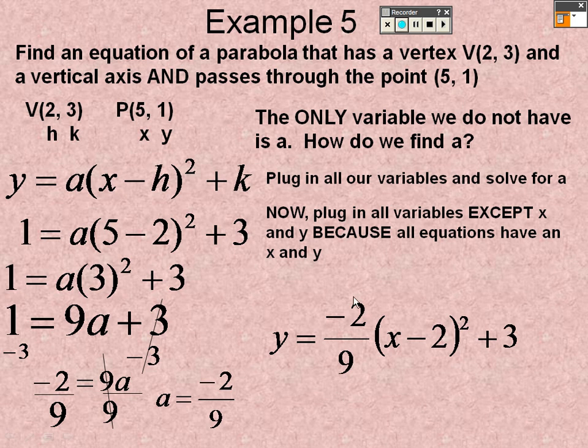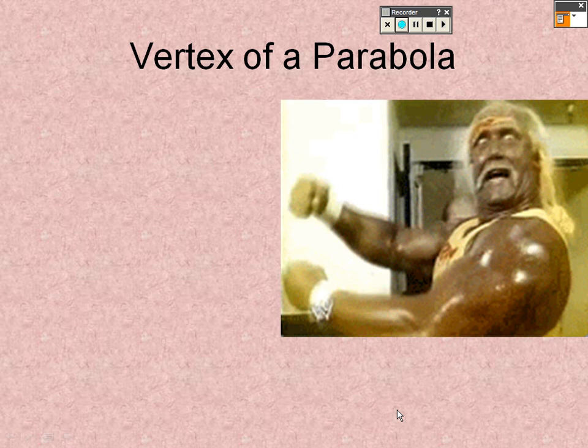Boom. There it is. But in the equation of a parabola, you don't plug back in for y and x. You just leave y and x as they are. You plug in the values for h and k to get your final answer. So h was 2, plugged it in, and k was 3, plugged it in, and there's your equation for example 5. Dang.